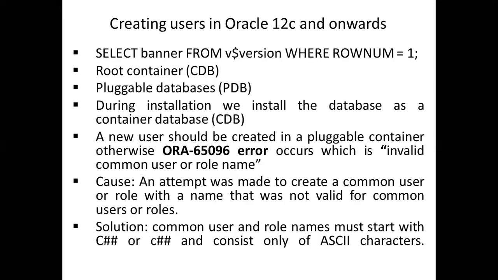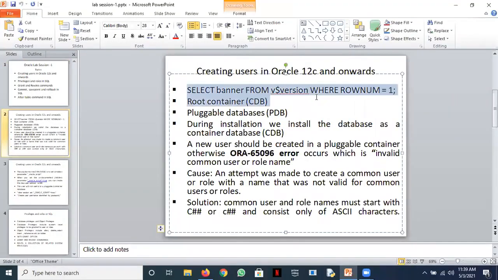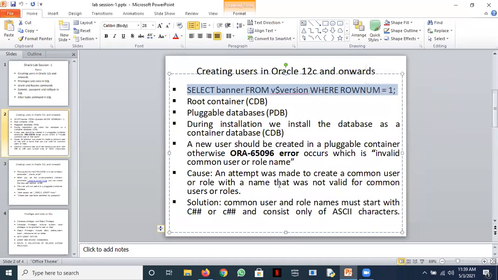Now, how do we create users in Oracle 12c? You see, the normal syntax for creating a user is create user, username identified by password. You people have worked with this in the lab. So let's first check the version of Oracle that we are using. For that you can use this command. You can use this command to check the version. This is for the version up to 4 decimal places.